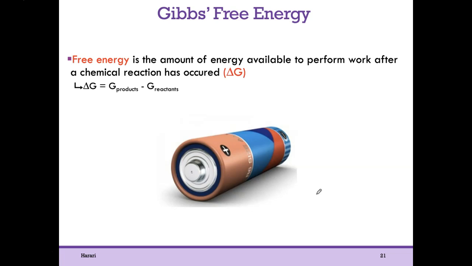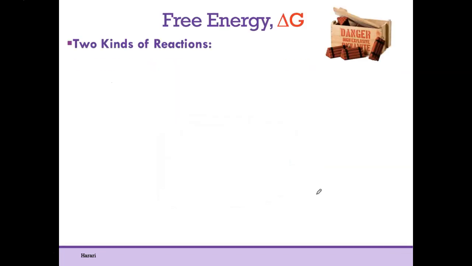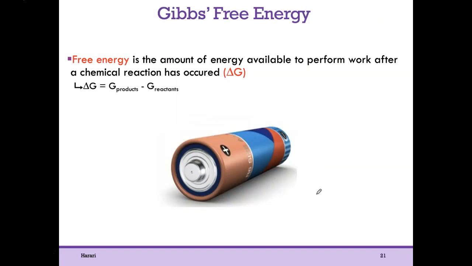So I just want to illustrate a quick concept called free energy. Free energy can be defined as the amount of usable energy to perform work after a chemical reaction has occurred. I'm not going to go into too much information on this, but free energy is abbreviated as delta G for Gibbs free energy.